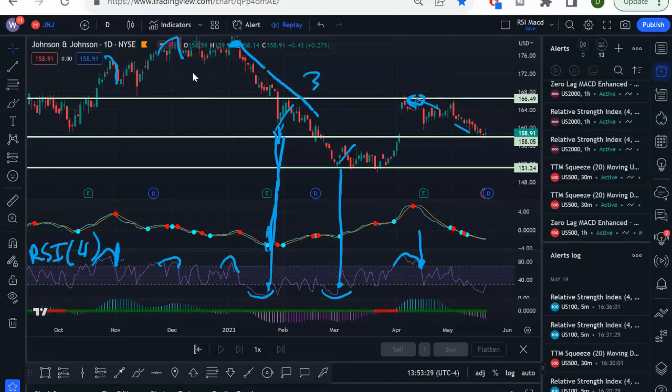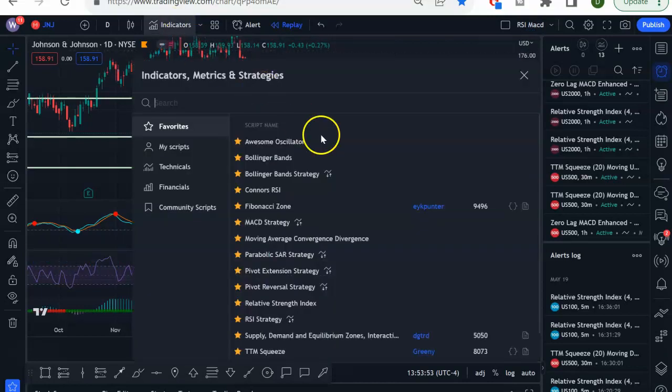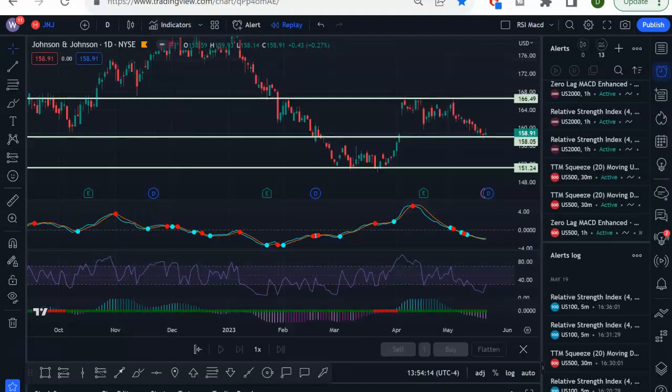You've got to pick one or two or three that you're comfortable with. Practice it and learn it and win. TradingView has millions of them.